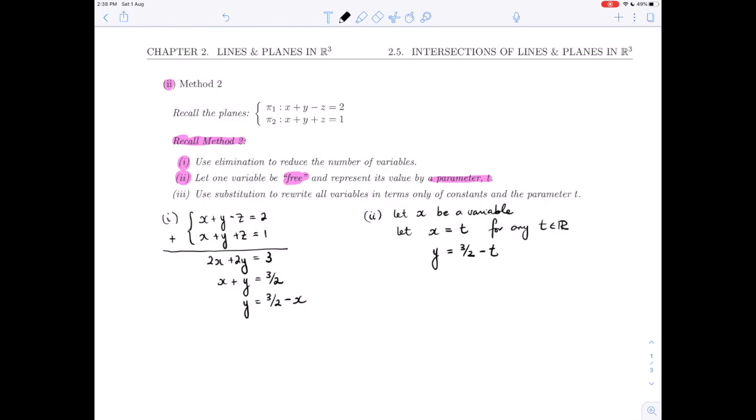Now, what's really going on there? Before we go to the next step, let me explain what a free variable is. Explanation of what's going on here.